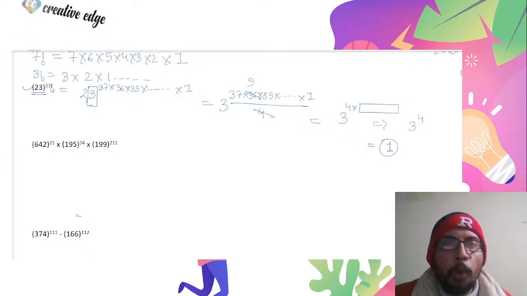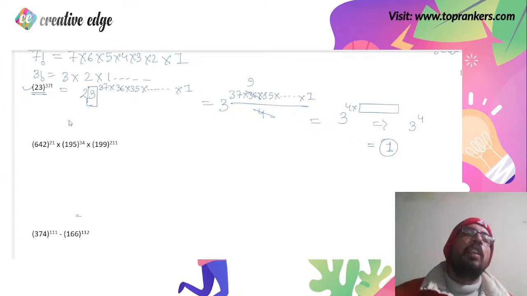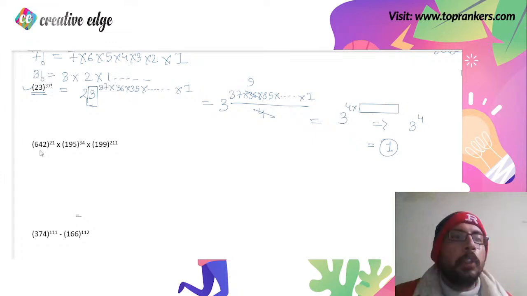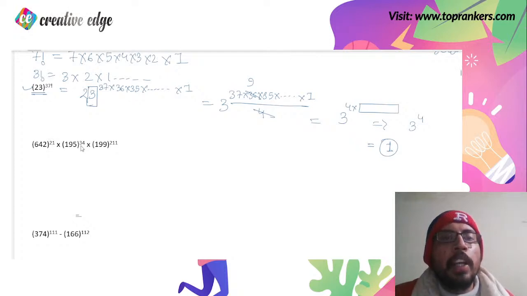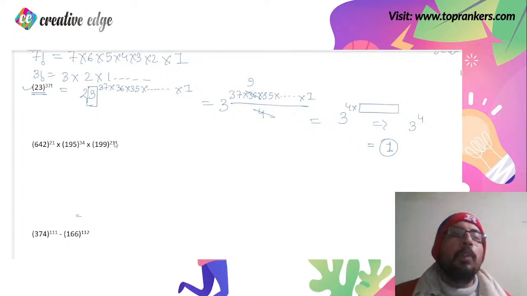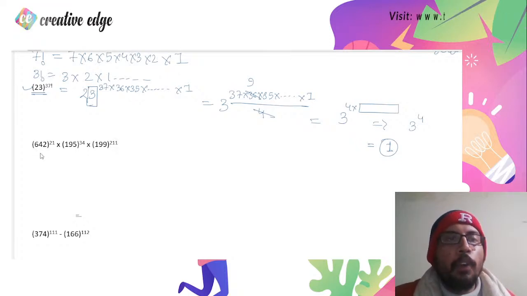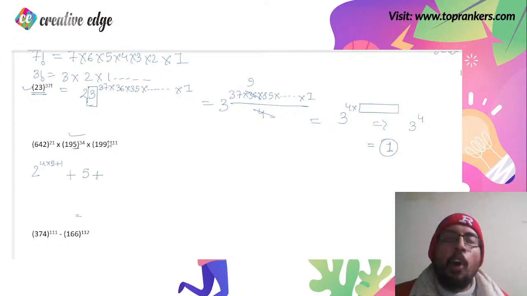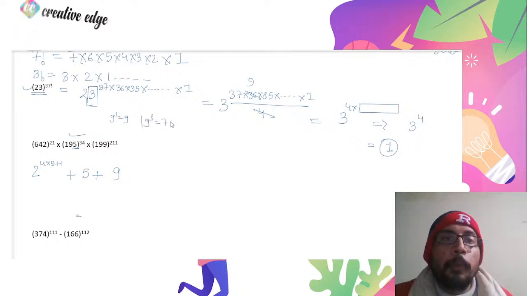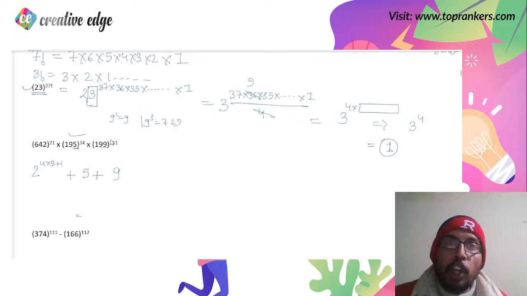I hope you have understood this. Now, the next question is 642 to the power 21 into 195 to the power 34 into 199 to the power 211. Now for this 642, 2 has cyclicity of 4. Then 9 with an odd power always yields 9 at the unit place. For example, 9 to the power 1 is 9, 9 to the power 3 is 729. So here as well, I have 9 to the power 211. 211 is an odd number, so obviously it will give me 9 at the unit place.